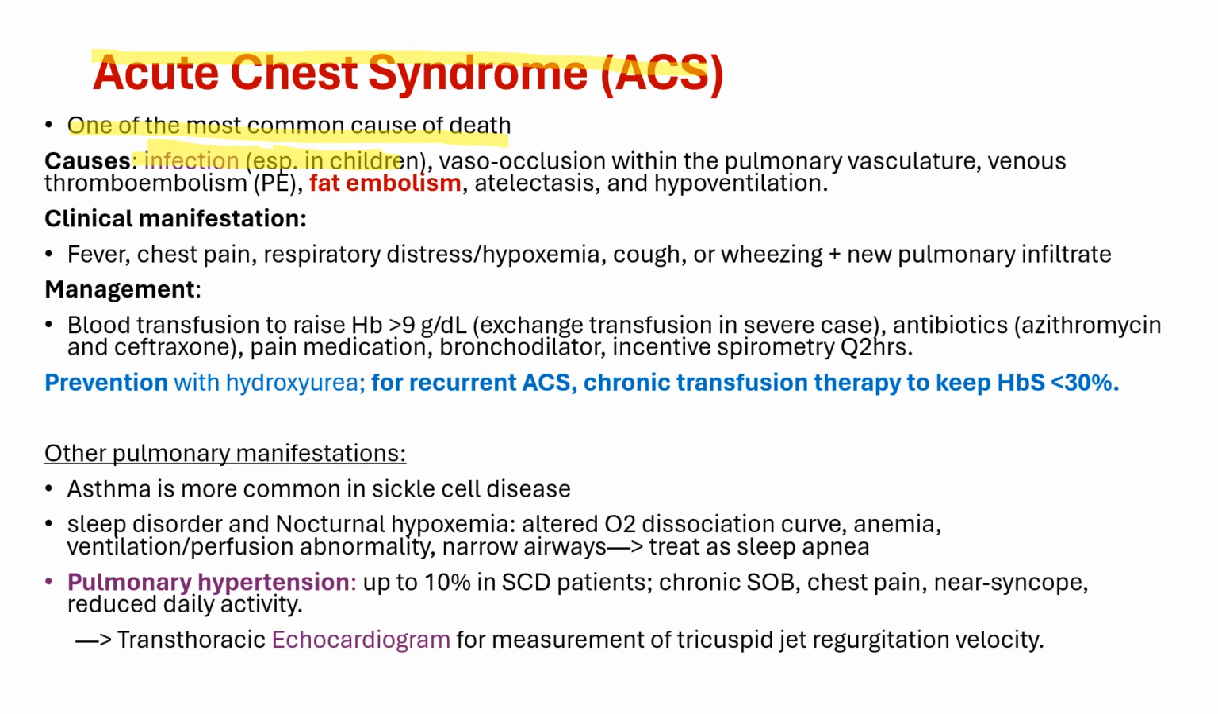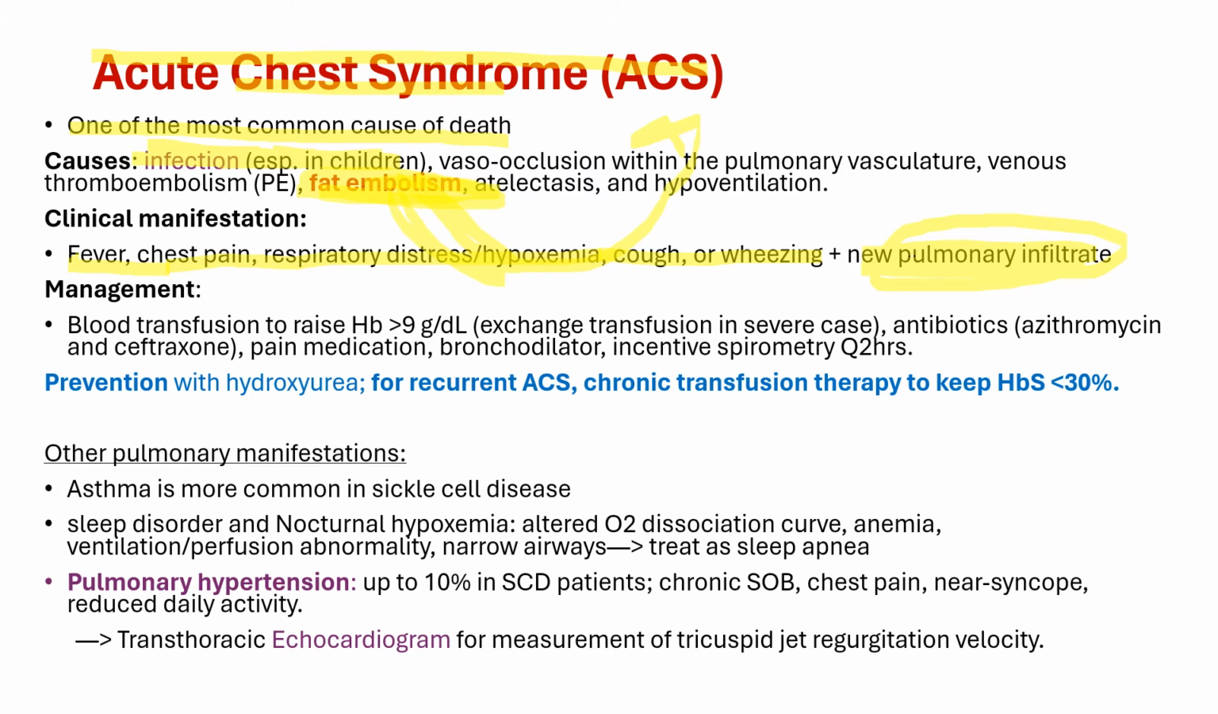More evidence is emerging that fat embolism is the cause of acute chest syndrome. When patients died of acute chest syndrome, the autopsy revealed bone marrow necrosis, infarction. So the fat droplets escape the bone marrow through the venous system and go to the chest, lung, and other systemic organs. Clinical manifestations are fever, chest pain, respiratory distress, hypoxia, cough, and wheezing, as well as new pulmonary infiltrates. Without infiltrates, you can't say it's acute chest syndrome.